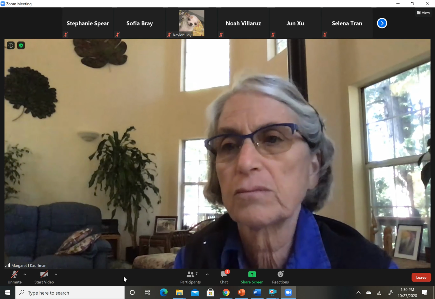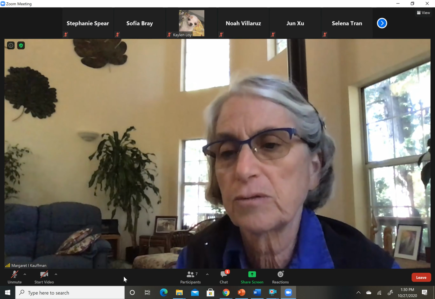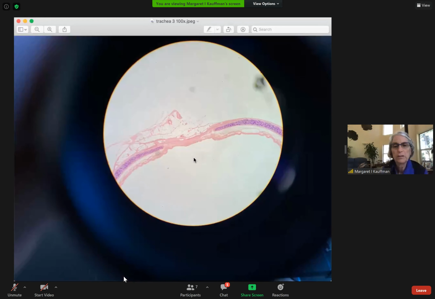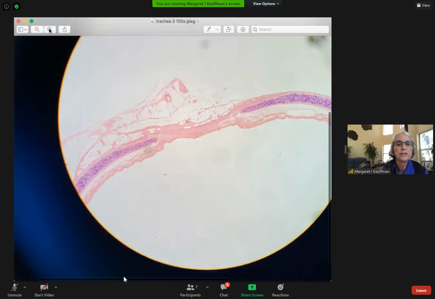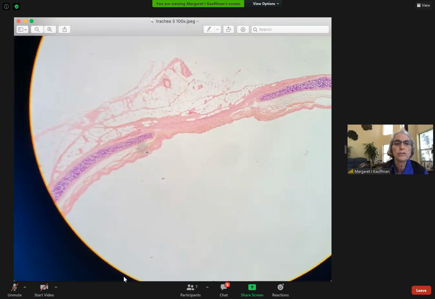I gotta drag you guys over again. All right, so this one is showing you one of the other structures you're going to need for the tracheal drawings. So it really is going to take more than one drawing to have everything labeled that you need. So here's the tracheal cartilage in that muscularis mucosal layer.